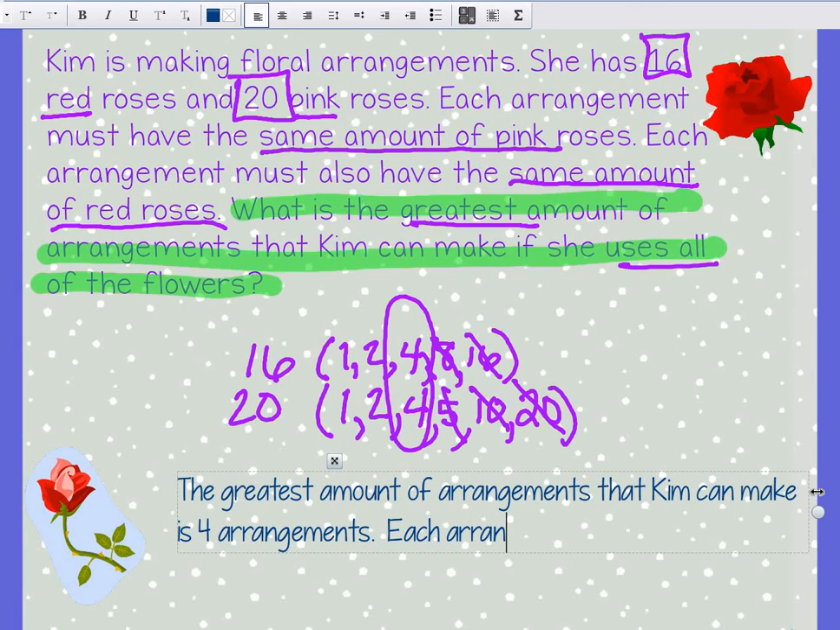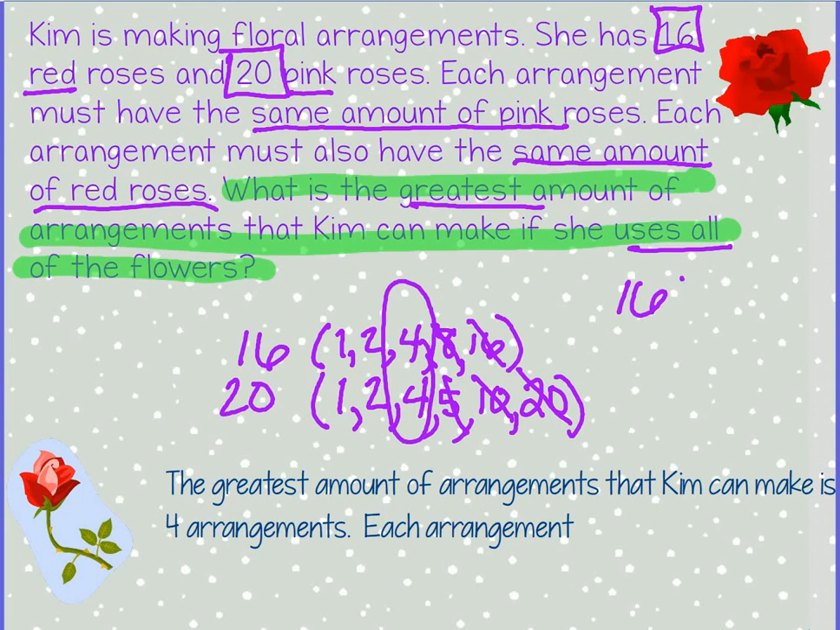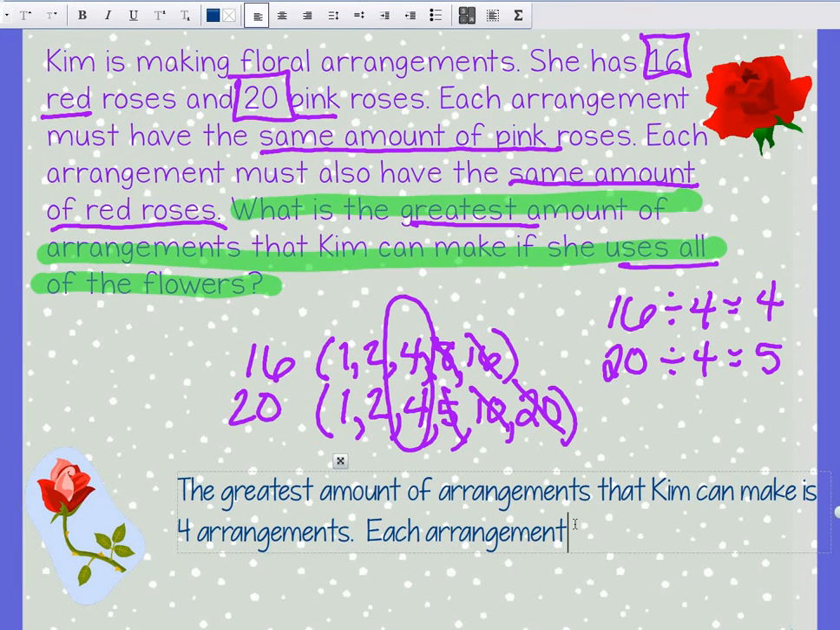Now we're going to take this a step further. Since she's making 4 arrangements, we can take those 16 red flowers and divide it by 4, and we know that there are going to be 4 red roses in each, and then take 20 pink roses and divide it by the 4 groups, and we get 5 pink roses each. So then we know that each arrangement will have 4 red roses and 5 pink roses.